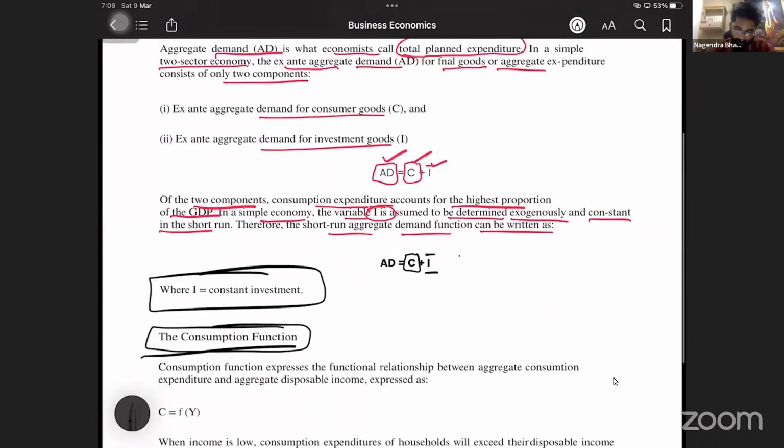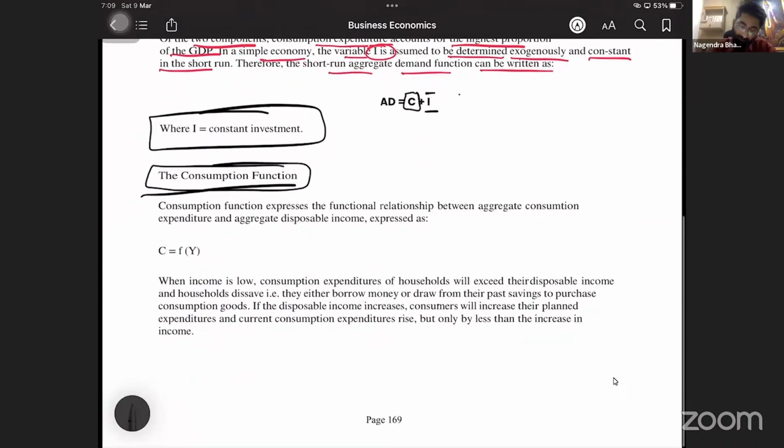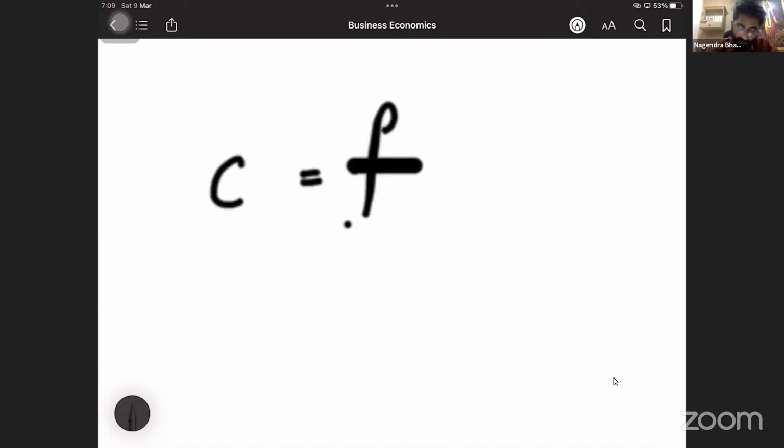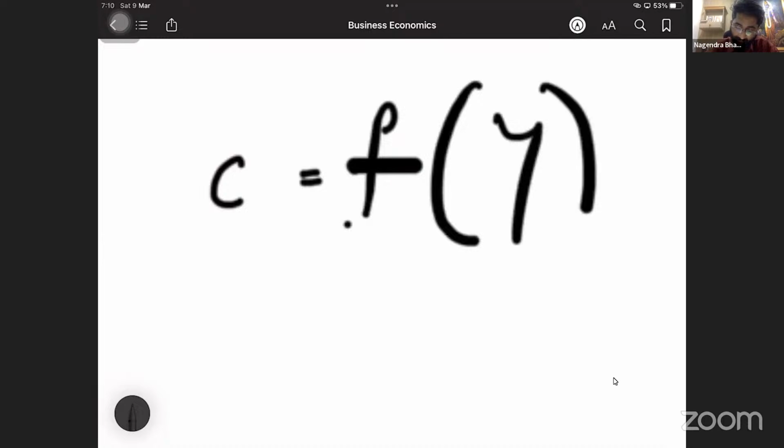Now, the next function that we are discussing is the consumption function. How much will I consume in a year? That depends on my income. So can I say that C is equal to F of Y? C is equal to F of Y. That means my consumption depends on my income. If my income is more, my consumption will also be more.